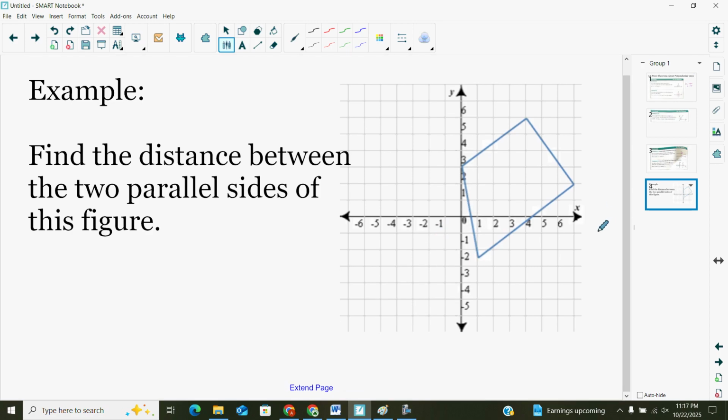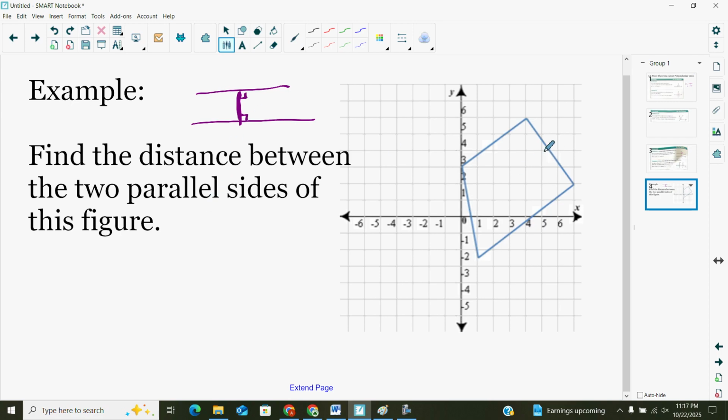It asks us to find the distance between the two parallel sides of the figure. So we know if we have parallel lines, the distance between them is always going to be measured by the line that's perpendicular to both. That's the distance between parallel lines.